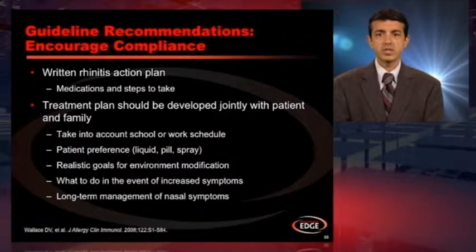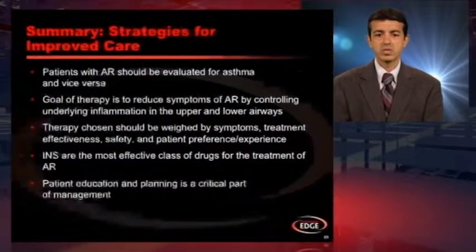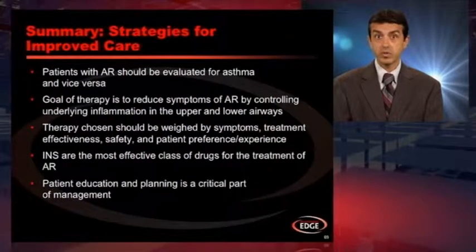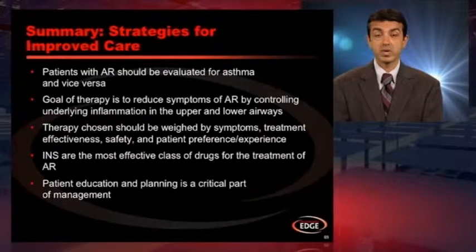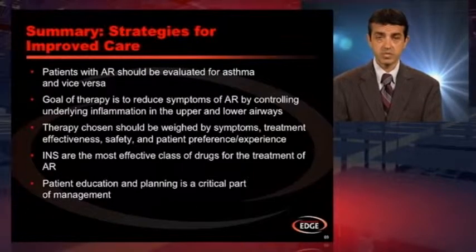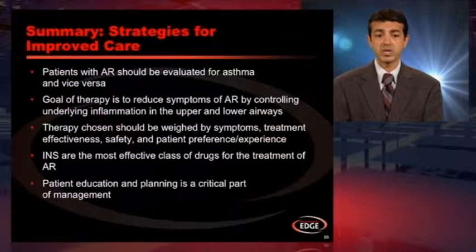So in summary, strategies for improved care should include that patients with AR should be evaluated for asthma due to the underlying airway connection and the increased incidence of disease in the counterpart of the respiratory tree. So if you have rhinitis, consider the presence of asthma. If you have asthma, consider the presence of rhinitis.